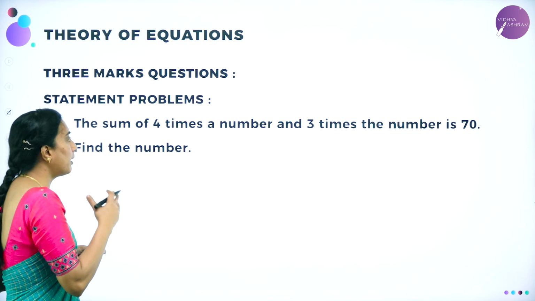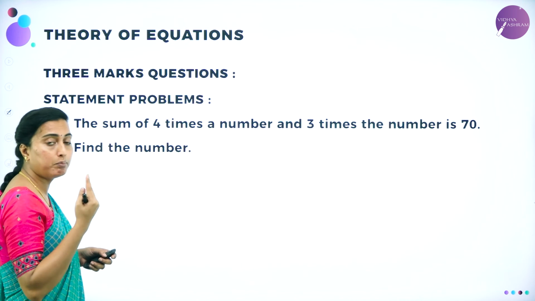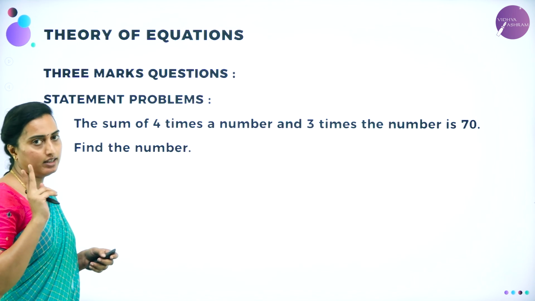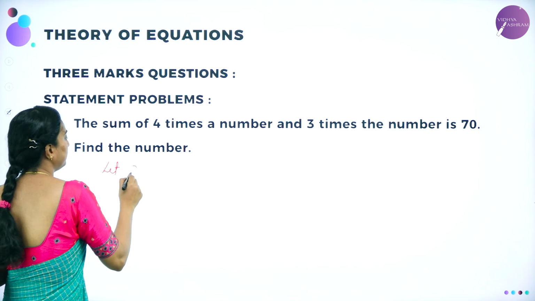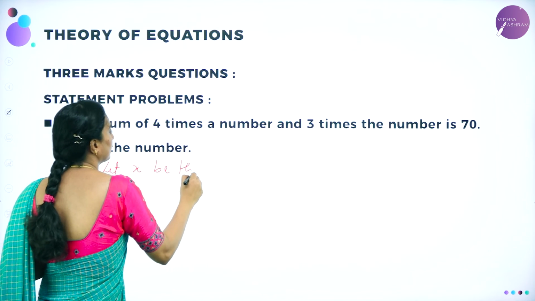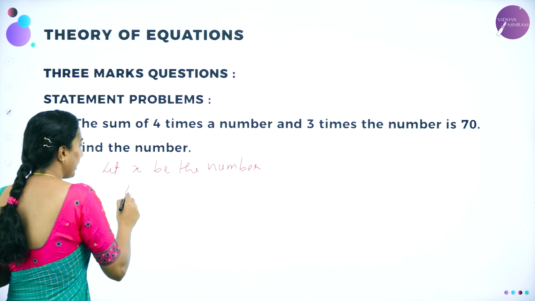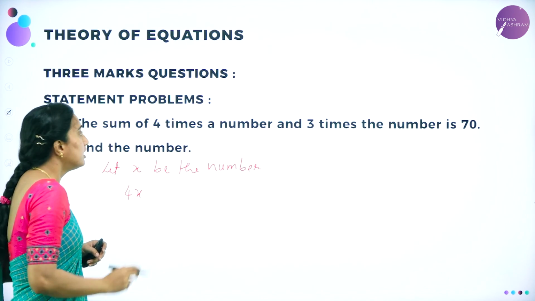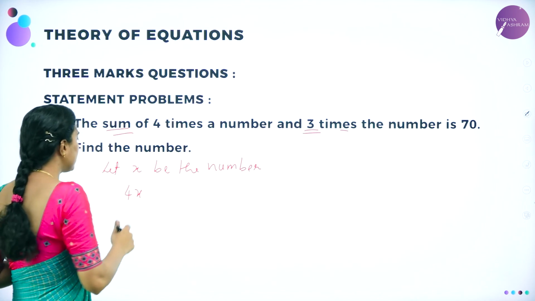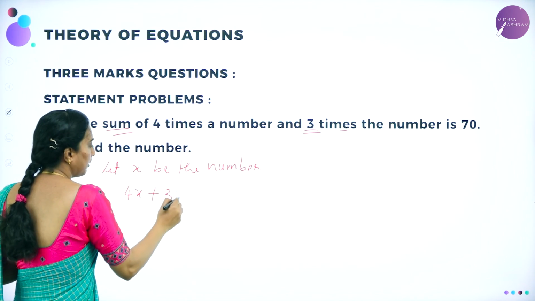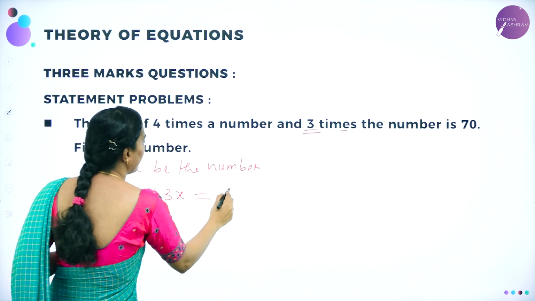What they've asked: the sum of 4 times a number and 3 times the number is 70. Find the number. Let x be the number. 4 times the number means 4x, and 3 times the number means plus 3x. The sum of these two is equal to 70.